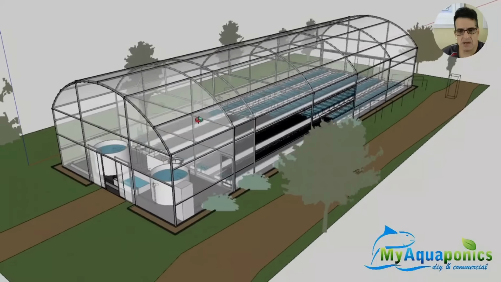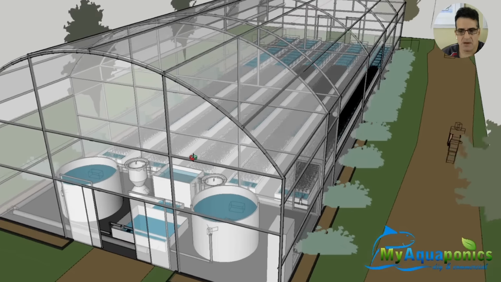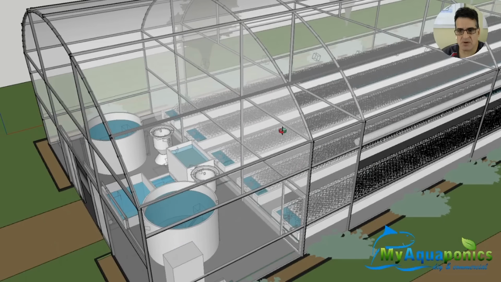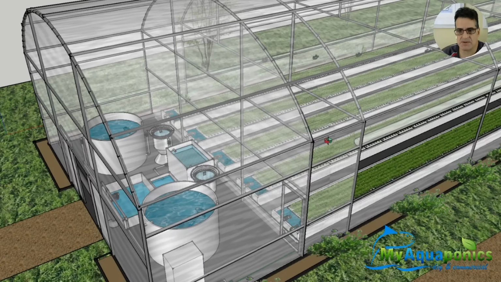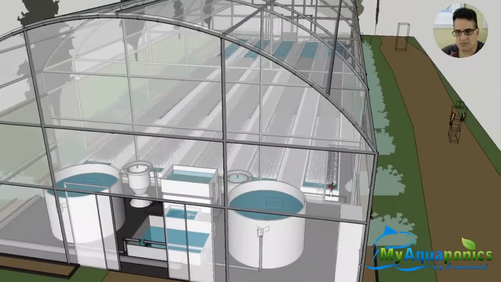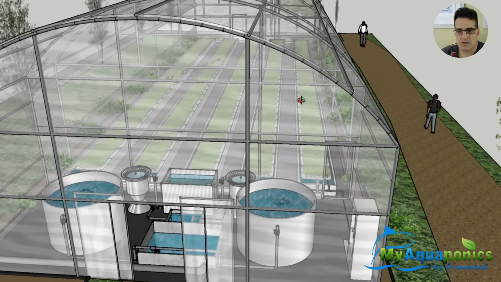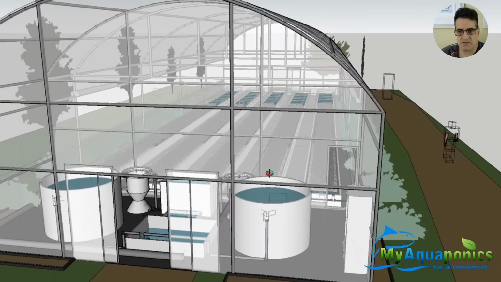Whereas in the fish section, here you'll see that it's completely blocked out from the plant section with a plastic divider, if you want to call it. There is a door that allows you to go from the fish section into the plant section. That's the basic of it.